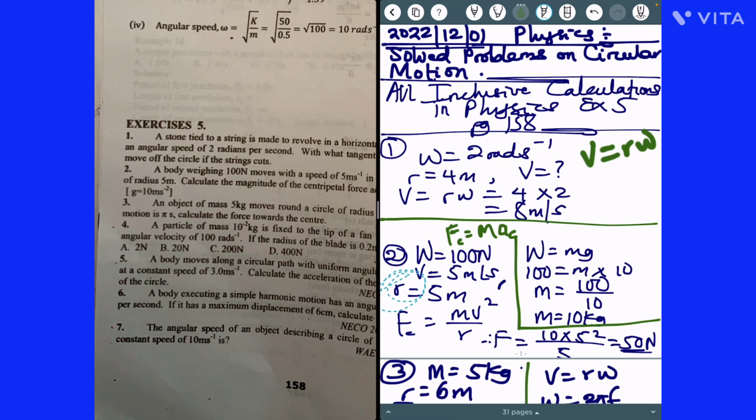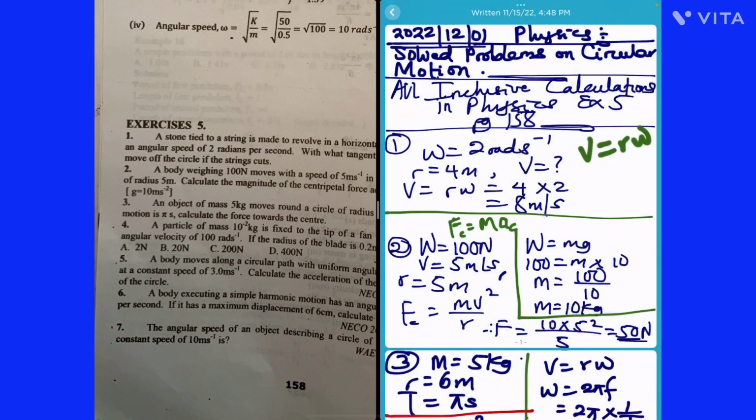So in this question, centripetal force will be ma, and a is v squared over r. Centripetal acceleration is v squared over r. So that means ma will be mv squared over r. That gives us 10 times 5 squared all over 5, to give 50 newtons. So take note of that too.